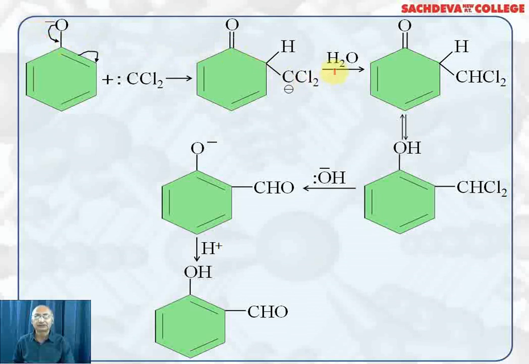Now we will carry out the reaction in the presence of water. This H positive ion is gained by this negatively charged carbon and we get CHCl2. This H remains here, picks up H positive ion and here it changes to OH group and this bond is reformed. That is, this pair will go back here, this H positive ion will go here, and here the double bond will be reformed and we get this compound, which is 2-hydroxybenzyl chloride.